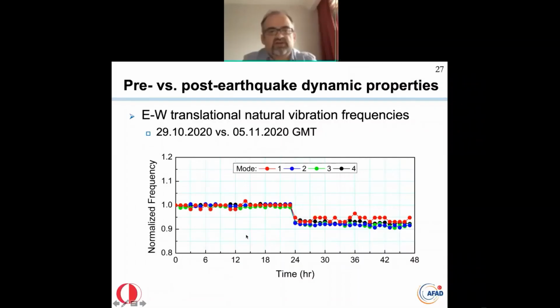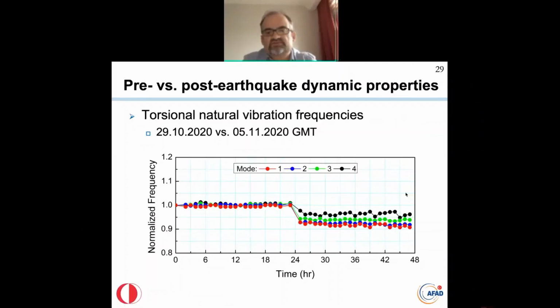And here you see the comparisons for the north-south translational frequencies. Once again, the fundamental frequency change is about 2%. All others are less than 5%. And here you see the comparisons for the torsional frequencies, and the change is less than 10%.